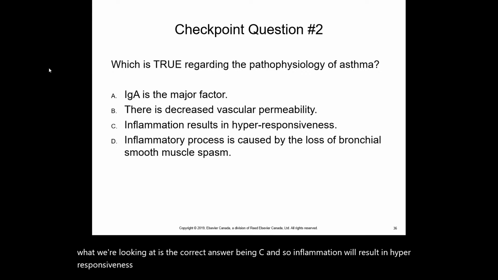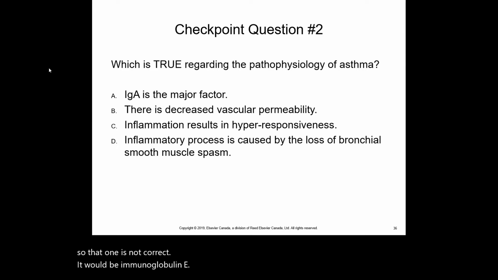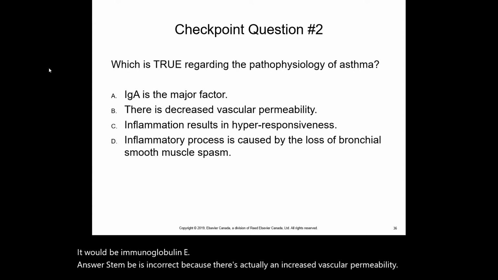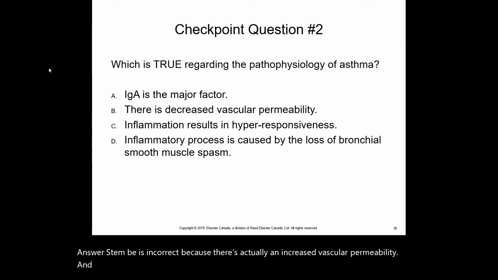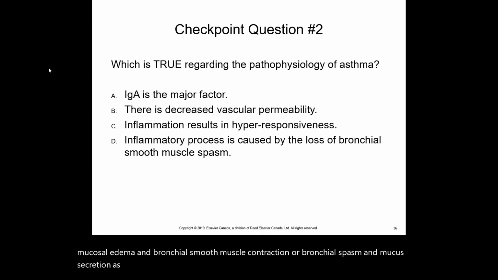And so once again, asthma is caused by an increased bronchial smooth muscle spasm and increased vascular permeability. Immunoglobulin A is not the major factor, so that one is not correct. It would be immunoglobulin E. Answer stem B is incorrect because there's actually an increased vascular permeability. And inflammatory mediators will cause vasodilation, increased capillary permeability, mucosal edema, and bronchial smooth muscle contraction or bronchial spasm, and mucus secretion as well, all contributing to an obstruction to airflow. So answer D is not correct as well.